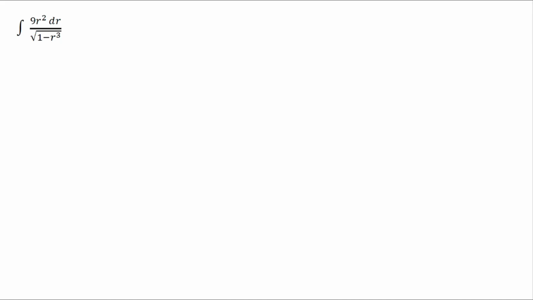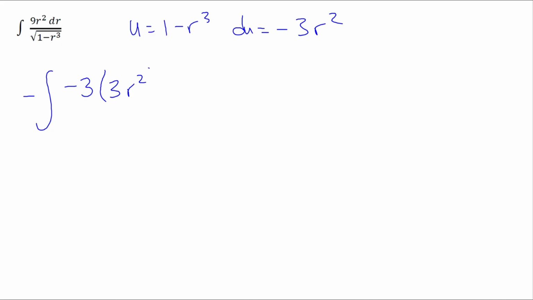This next one is also going to require u-substitution. The function within the function is the 1 minus r cubed, so we'll let u equal 1 minus r cubed, and du will be negative 3r squared. But we don't quite have negative 3r squared. We do have 9r squared, so we can turn that 9r squared into a negative 3r squared fairly easily. We can put a negative out in front and a negative inside, and then we can turn that 9 into a 3 times a 3r squared. So this integral is exactly the same as the integral we started with. We just put a negative inside and a negative outside.